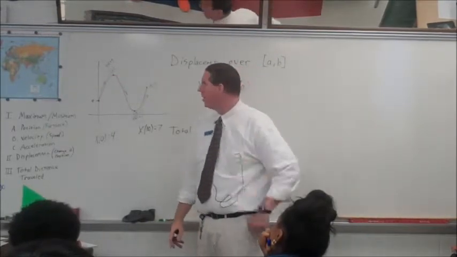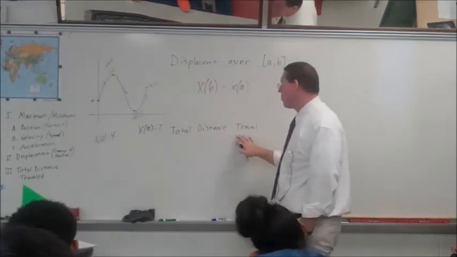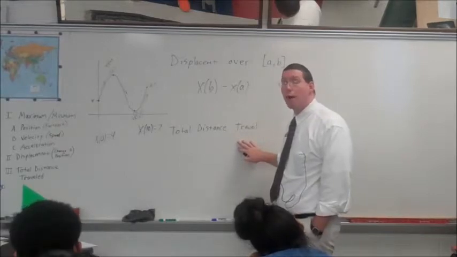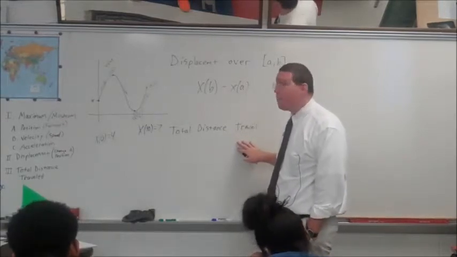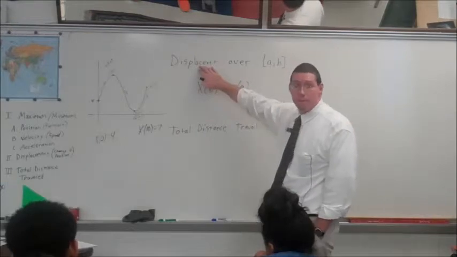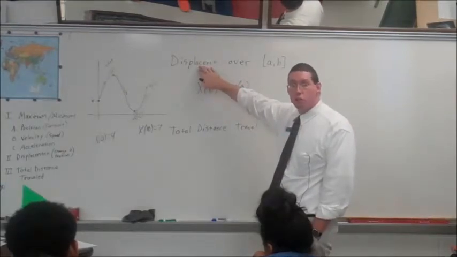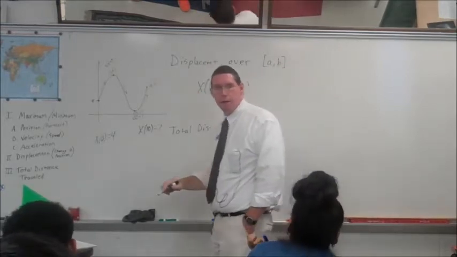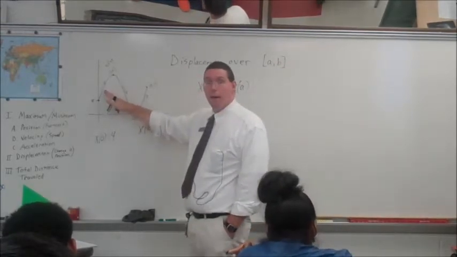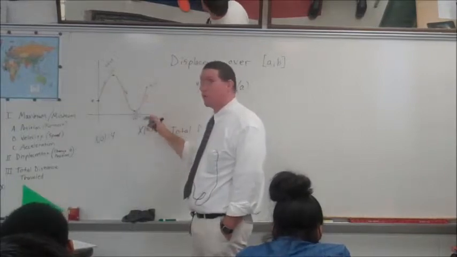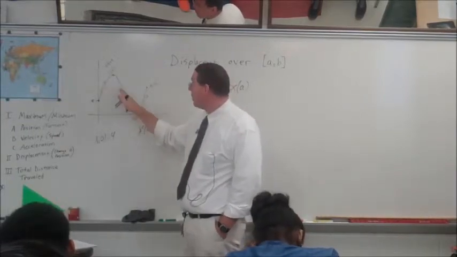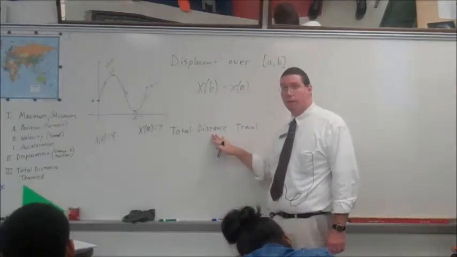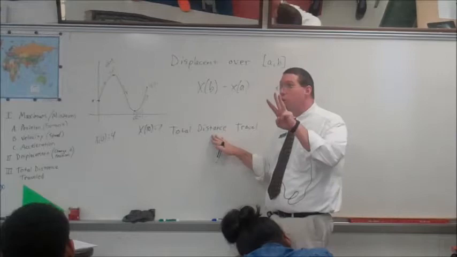Right? In order to do total distance traveled, you have to split up your direction pieces. You basically have to do a displacement for each directional motion. How many directional motions do we have here? 3. We have an up, and then a down, and then another up. So we're going to need to do 3 pieces.